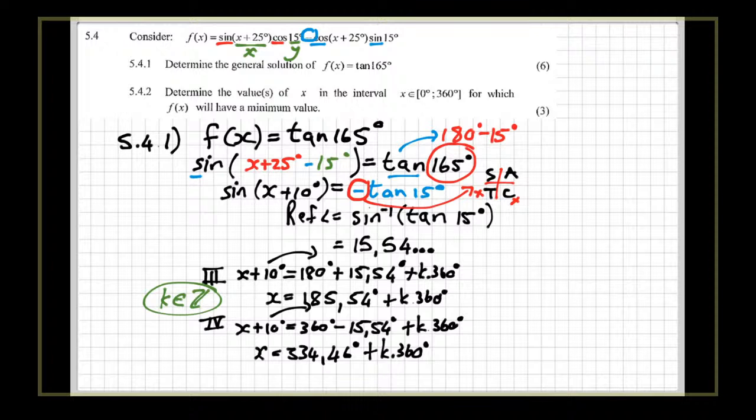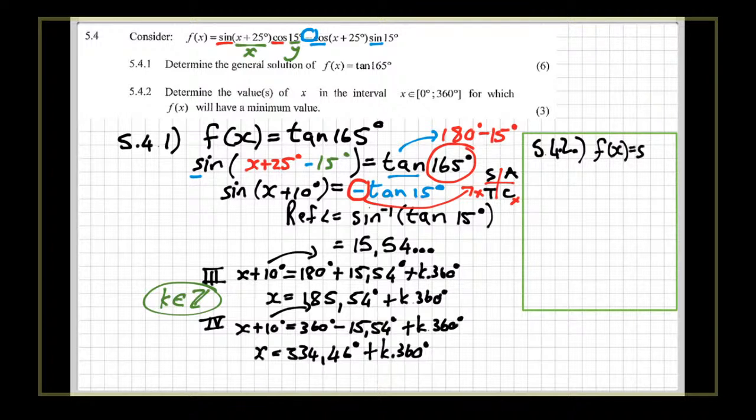Now, I'm going to look at question 5.4.2, and I'm going to try and spice it up a little bit. So if I look at question 5.4.2, and I look at f(x). Now, let's just remember that f(x) I reduced into, let me just write it here, into sine of x plus 10 degrees. Meaning it is the sine graph, the normal sine graph, moved 10 degrees left.